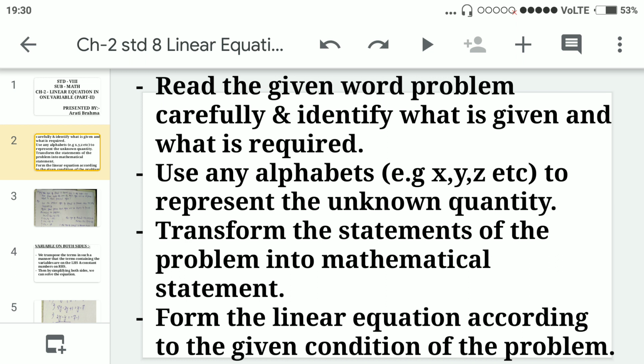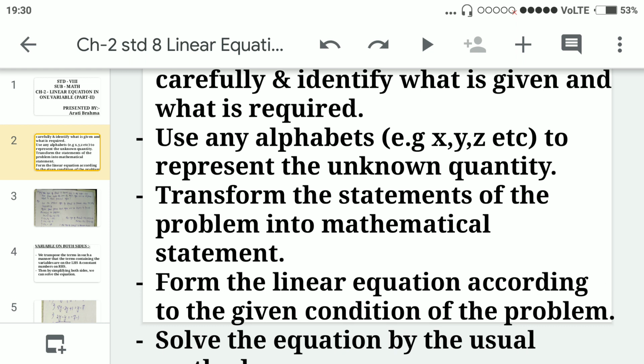Then use any alphabet to represent the unknown quantity, like x, y and z. Since it is a linear equation in one variable, you have to choose one variable. You can take any alphabet x, y, z, w, whatever you want. Then transform the statement of the problem into a mathematical statement. First of all you have to convert that part of the problem into a mathematical statement, then only you are able to find the answer.